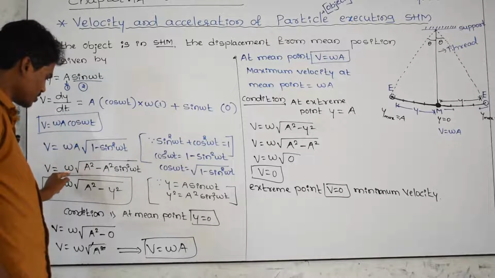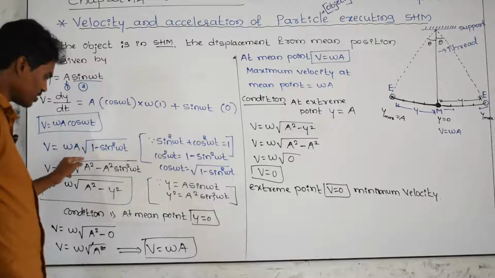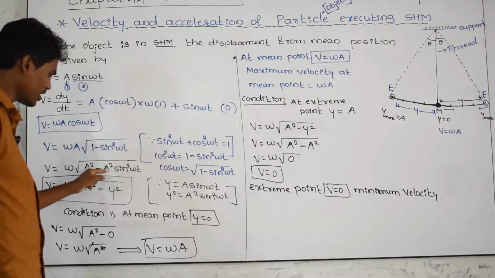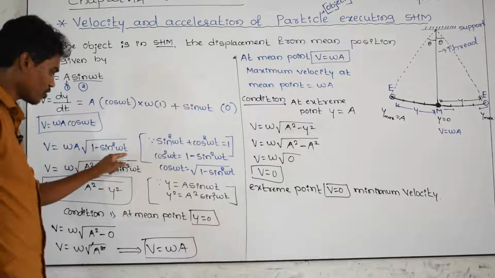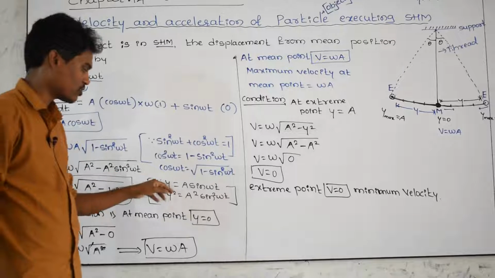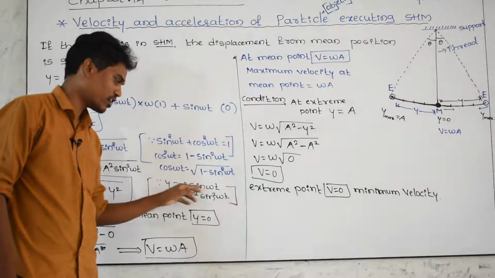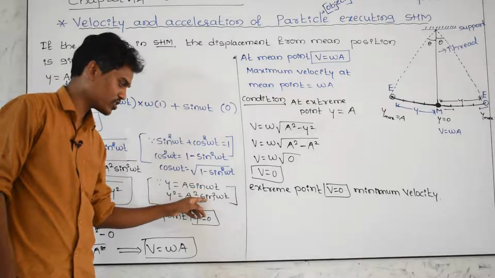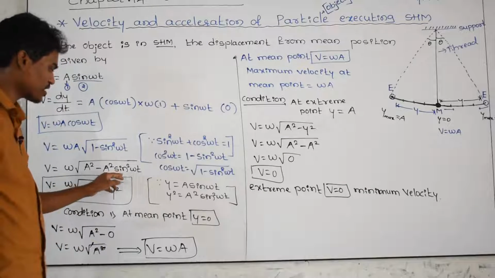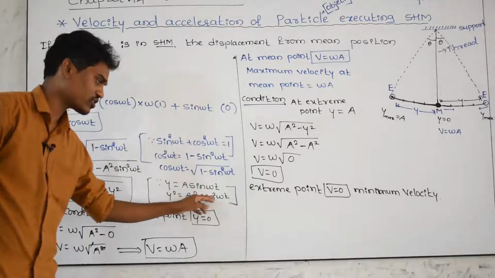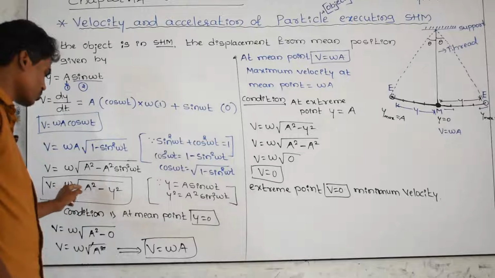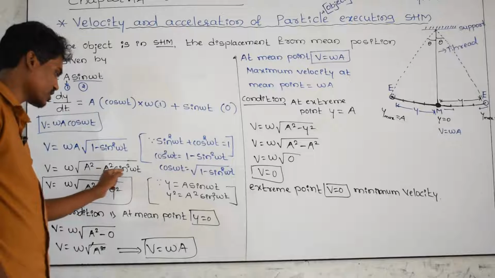Omega as it is, a went inside, a into 1 is a, this is a square, minus here 1 is there, a into a, again a, it becomes a square sin square omega t. And here according to the theoretical formula, squaring on both sides, y becomes y square, a becomes a square, and sin omega t becomes sin square. And here a square sin square omega t can be written as y square, and substitute in the formula. Finally omega is equal to root of a square minus y square.